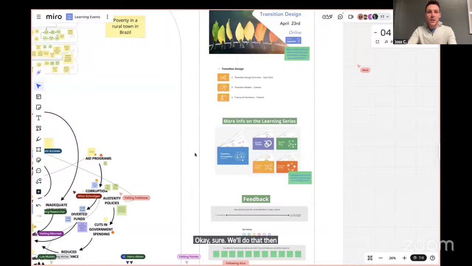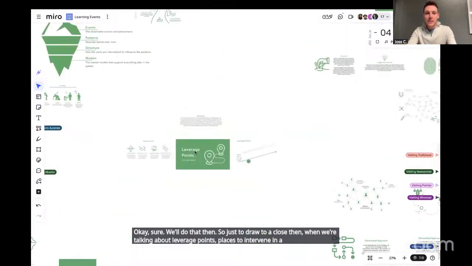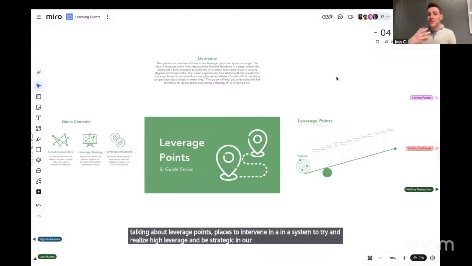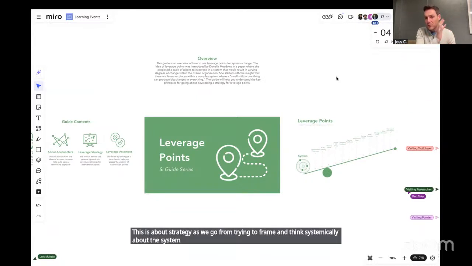So just to draw to a close then, we're talking about leverage points, places to intervene in a system to try and realize high leverage and be strategic in our interventions. Ultimately, this is about strategy as we go from trying to frame and think systemically about the system, understand it and map it out, which is what we've been doing in the past. Now we're transitioning towards intervening and trying to change this. And this is the place where we're thinking strategically about those intervention points.